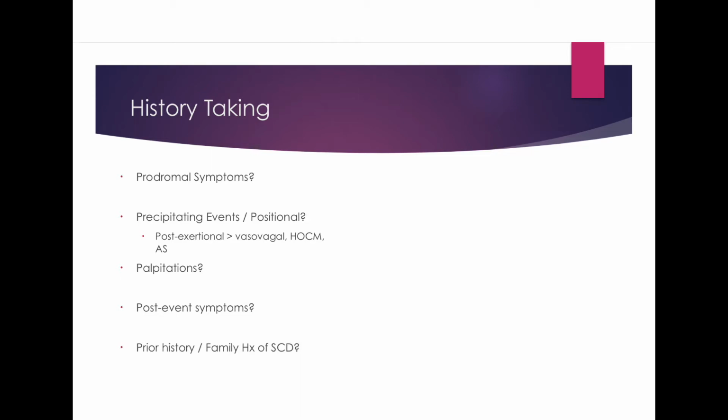And then ask if the patient had any prior episodes similar to the episode that they currently experienced, or whether they have any known family history of sudden cardiac death. In addition, always ask if the patient can recall, or any witnesses can recall, how long the episode lasted for. Again, remembering that true syncope shouldn't last for more than 5 minutes.